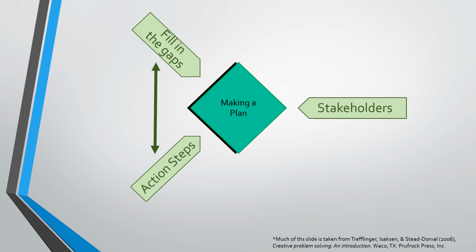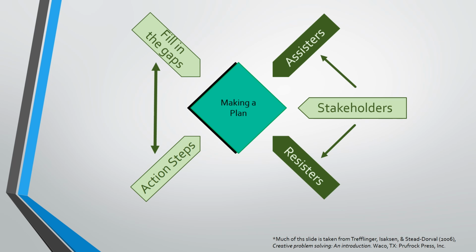For example, depending on the nature of your problem and the nature of your project, stakeholder groups might include family members, neighbors, customers, co-workers, etc. Groups of stakeholders can further be characterized as either assisters or resistors. Assisters are stakeholders who are likely to be supportive of the project and may be able to help out in some way, either by actively participating in your action steps or by providing some form of assistance or encouragement.